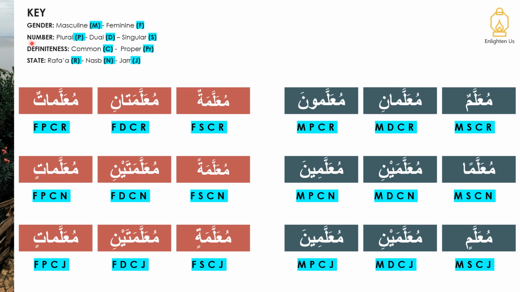So from previous lessons, you'll remember that the ism has 4 characteristics: gender, number, definiteness, and state. And these are the different versions of the word based on these characteristics, with the exception of definiteness, because all of these words are common. Please do go back and have a look at previous lessons on how to make an ism proper. Right, let's move on.